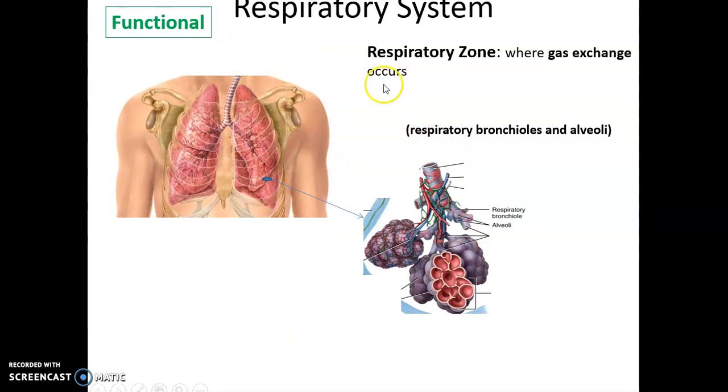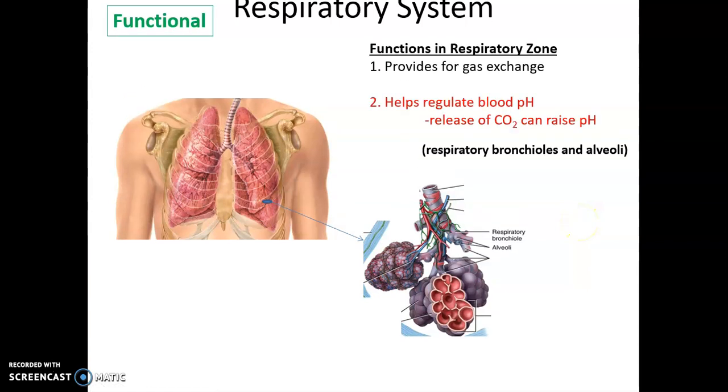The second part of the functional division is the respiratory zone. The respiratory zone is where gas exchange occurs between the air in the lungs and the bloodstream. And the respiratory zone includes the respiratory bronchioles and the alveoli, these tiny microscopic structures found in the lungs.